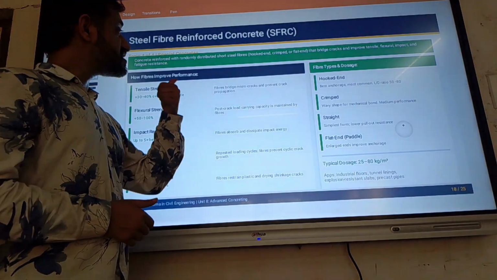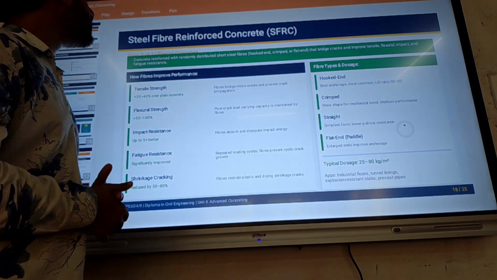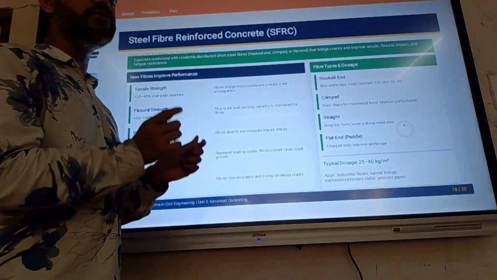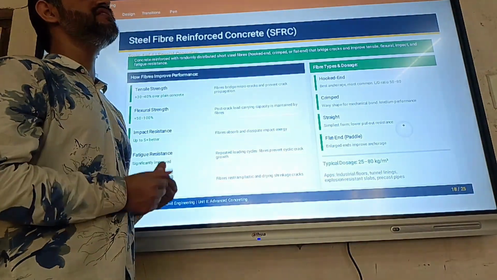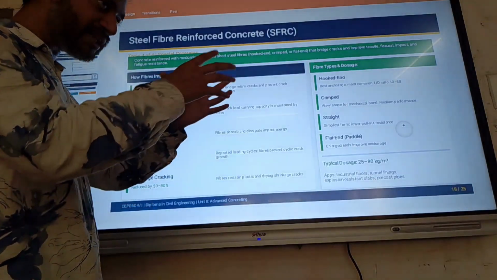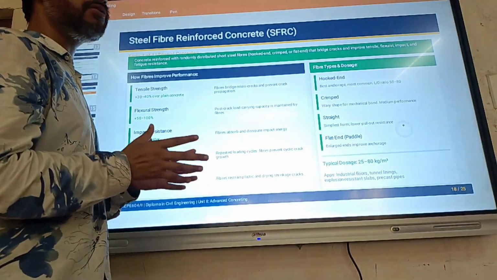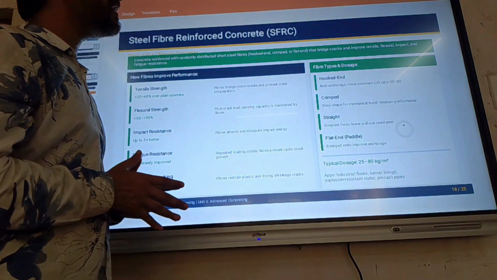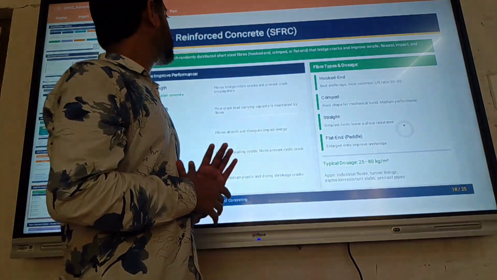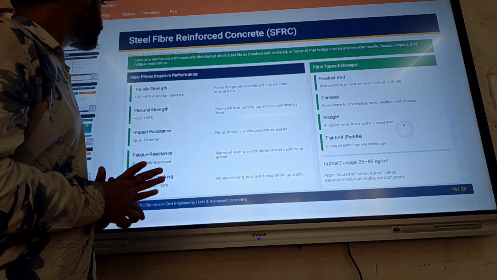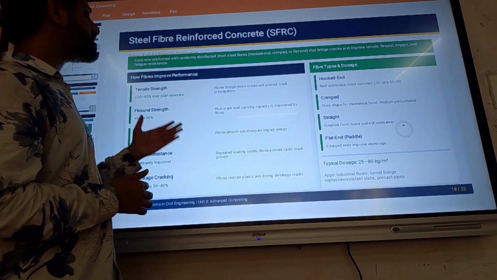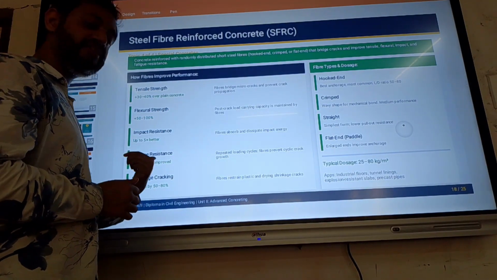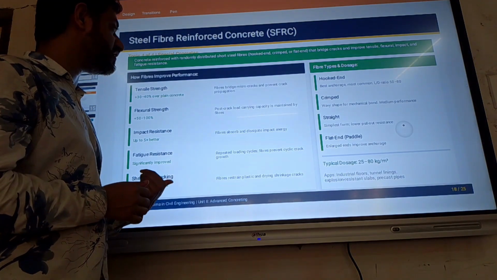Next comes the steel fiber reinforced concrete: concrete reinforced with randomly distributed short steel fibers. So we will be able to see some steel fibers in the concrete, which together form the steel fiber reinforced concrete. It prevents cracks and also improves or maintains the tensile and frictional resistance. Okay. So you can see here how fibers improve performance: tensile strength, flexural strength, impact resistance, fatigue resistance and shrinkage cracking. Right?